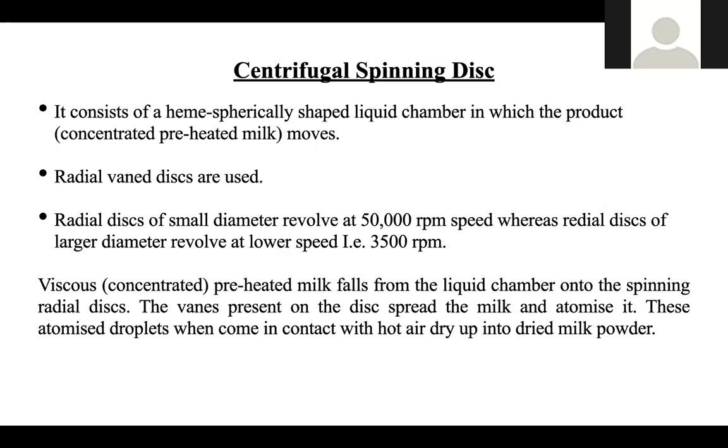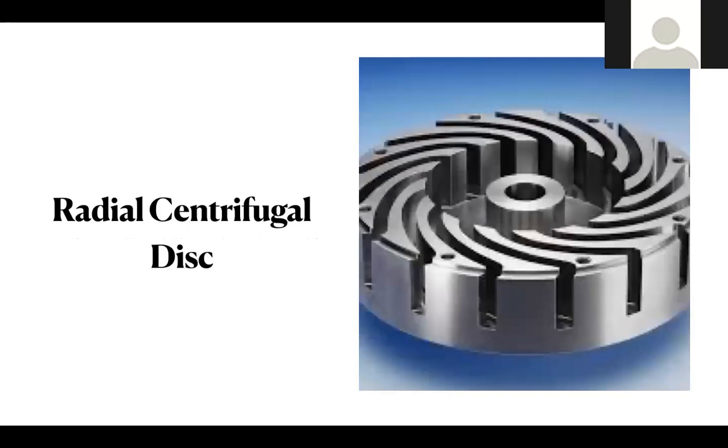No, ma'am. Now we will come to the final method, that is the centrifugal spinning disc, which is the most common method of carrying out the spray drying technique. Okay, just a minute. I'll now move to the next slide so that you can understand what a radial centrifugal disc looks like. So as you can see, it is a disc having a small disc inside, and then there are radial veins throughout. So what happens is, basically, hot concentrated milk is poured inside this first inner outlet, okay?